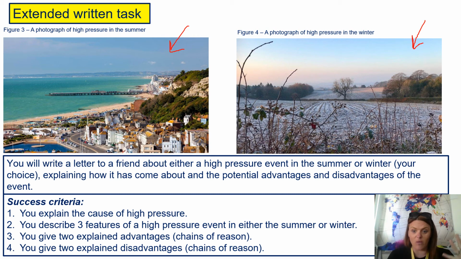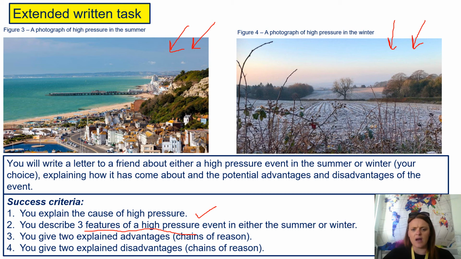So you've got to think about what causes high pressure. You are then going to tell me some advantages and then some disadvantages. So let's have a look at the success criteria. So you need to explain it, how it happens. You're meant to describe 3 features of a high pressure event. So that means, thinking back to the weather map, what does it look like in the summer? What do you expect to see? And then what do you expect to see in the winter?